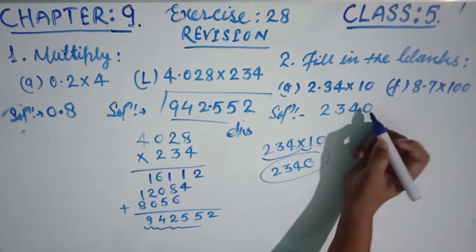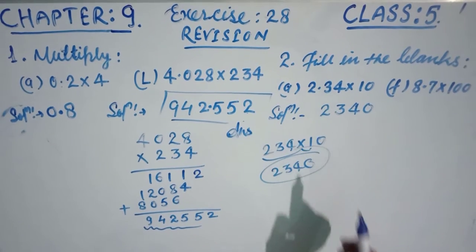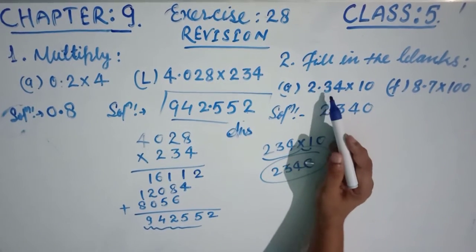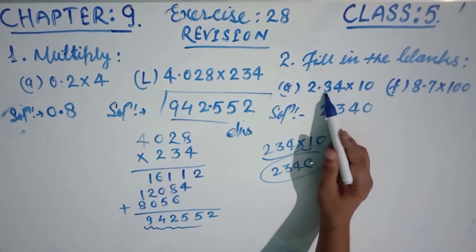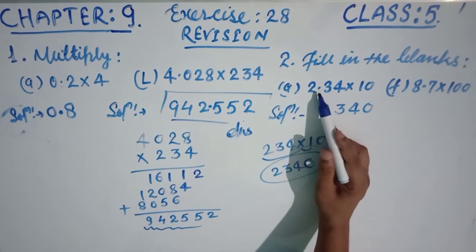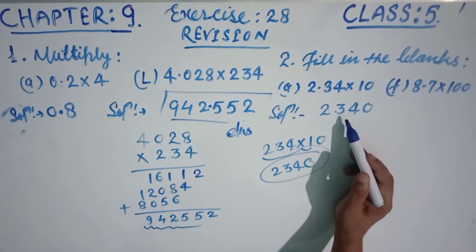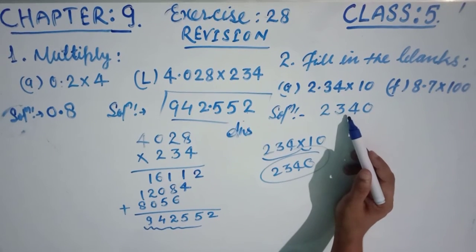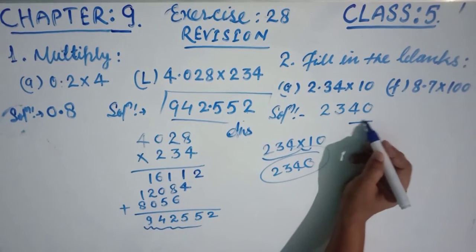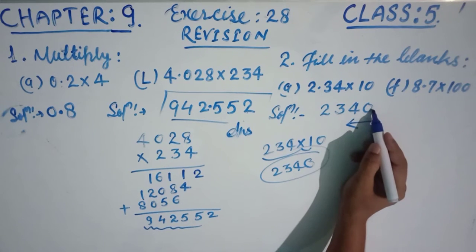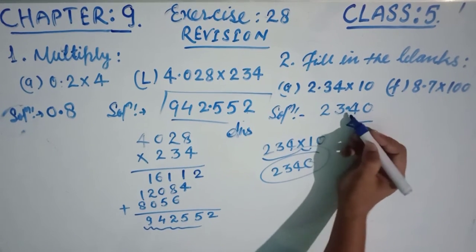Now see friends, count the number of digits after the decimal. How many digits after the decimal? There are 2 digits after the decimal. So we have to place the decimal in it, after counting 2 digits from the right-hand side. Here is the 1 and 2. So this is your answer, friends.